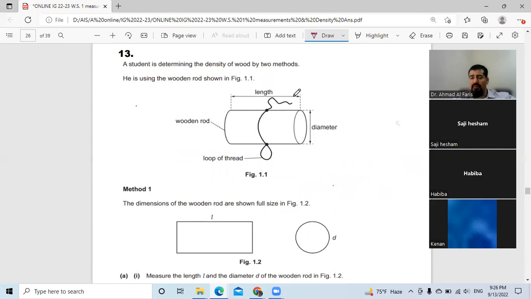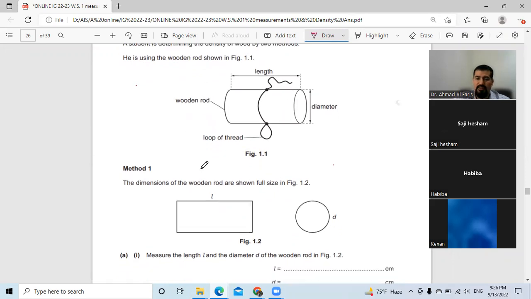Or you can do paper 5, the practical paper in the lab. Question 13. A student is determining the density of wood by 2 methods. Method 1 now, method 2 later. He has used the wooden rod shown in this figure. We have a thread, we have a diameter, we have length.